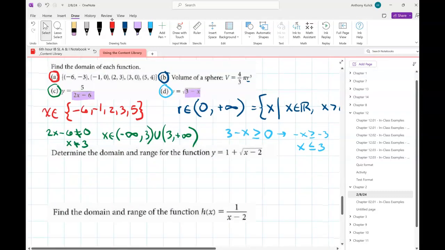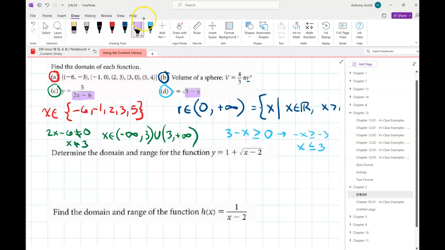All right. The next one says, find the domain and range for the function. Well, we know how to do the domain part, right? So let's do that first. Does the +1 out front here matter? Not to the domain, because adding two numbers, you always get an answer, right?